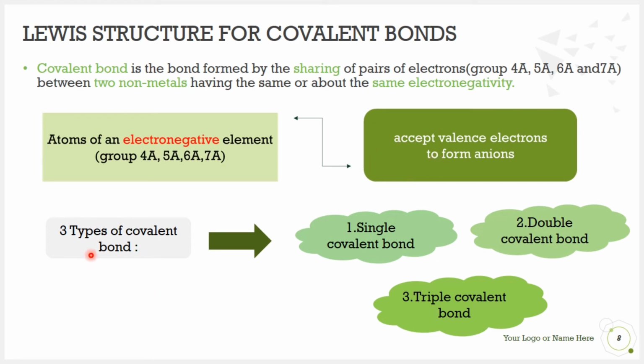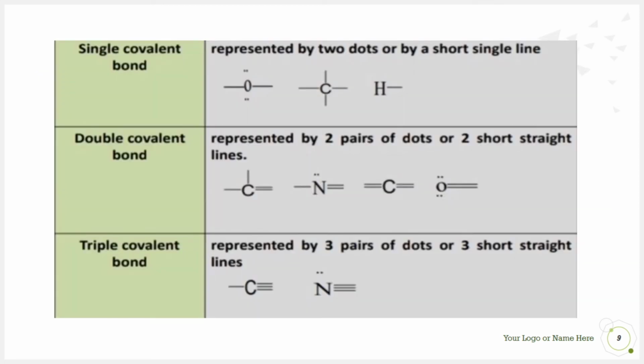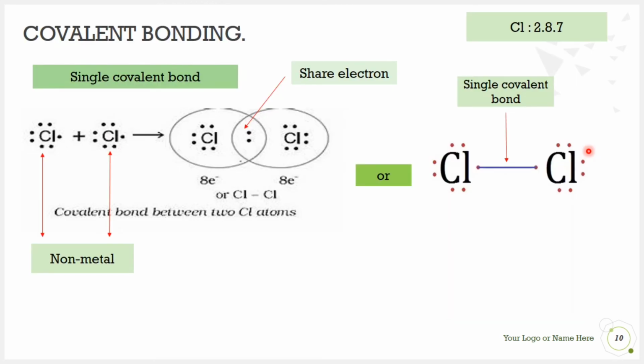There are three types of covalent bonds. The first one is the single covalent bond. The second one is the double covalent bond, and the third one is the triple covalent bond. This is an example of the relationship between covalent bonds. This is an example of covalent bonding.